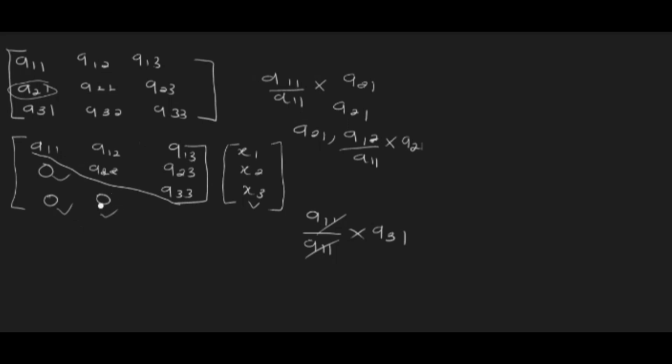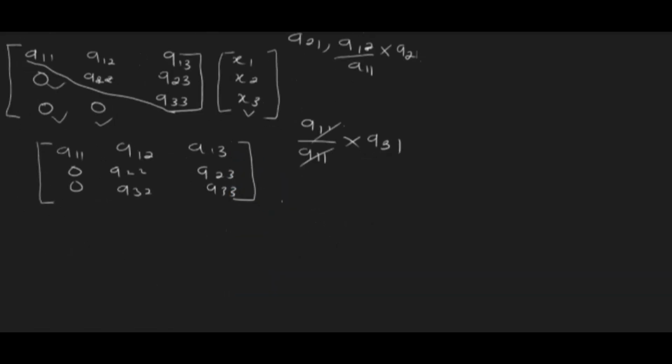Then how do you think you are going to get this? After your first elimination, you are going to get this. You get your A11, you get your A12, then you get your A13. Then here will be 0, here will be 0. Then you get your A22 here. You get your A32, your A23, and your A33. So this is after the first elimination of unknowns.